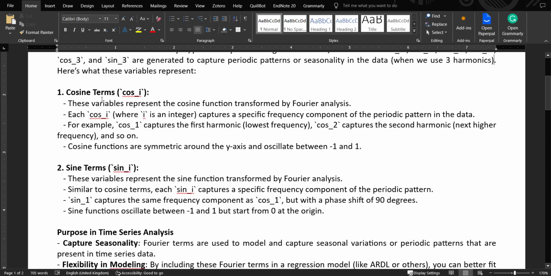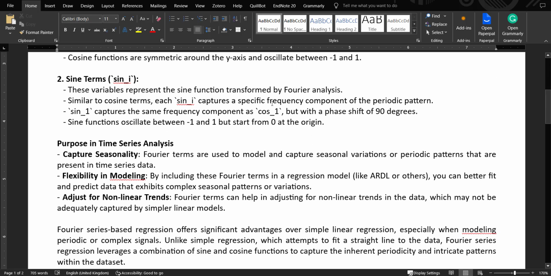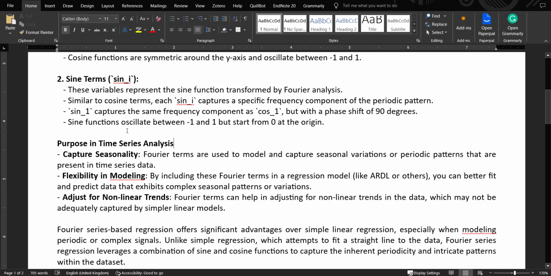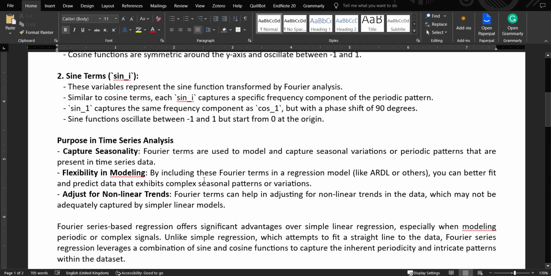So what does the cosine term represent? It represents the cosine function in the Fourier analysis. It captures the frequency component of the periodic pattern of data, and one means low frequency and so on. Cosine functions are symmetric around the y-axis and oscillate between minus 1 and 1. So it's a cycle. Similarly, the sine term also covers the frequency of the data, and it is a phase shift by 90 degrees. So it covers the other side of the frequency and it oscillates between minus 1 and 1.